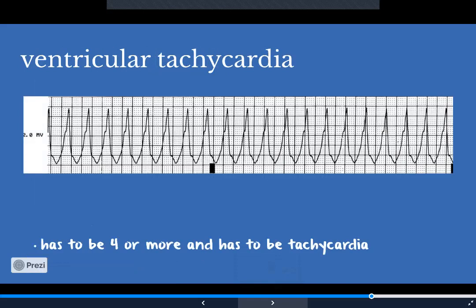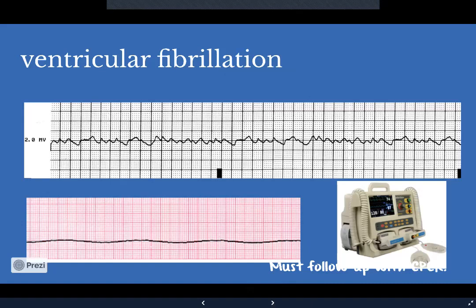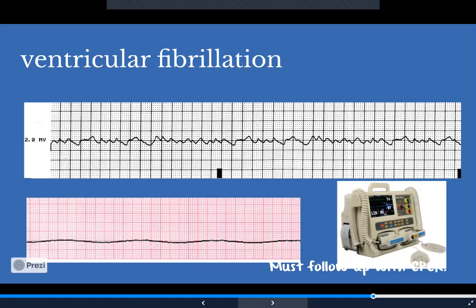And ventricular tachycardia has to be four or more of those widened VPCs, and it also has to be tachycardic, so over 180 beats per minute, okay? And so what happens is these animals go into ventricular tachycardia, where they look like this. They become ventricular fibrillation right after that if we don't intervene. And if we don't get them out of ventricular fibrillation, where we intervene with a defibrillator and drugs, they will go into asystole. And we all know with asystole, if we don't intervene, we don't have any chance of bringing them back. So that's not good.